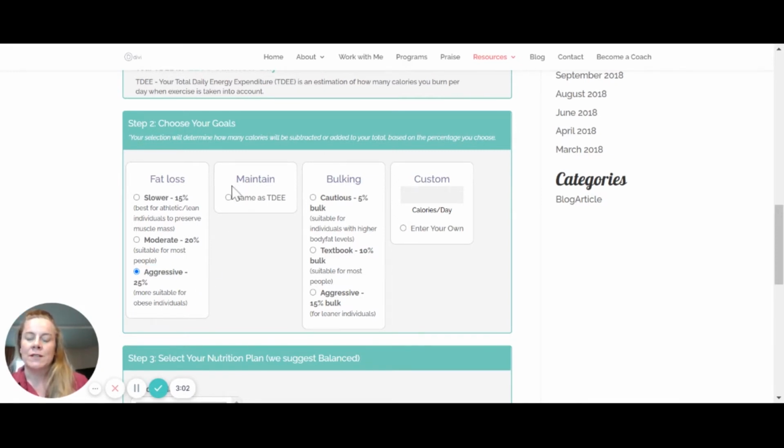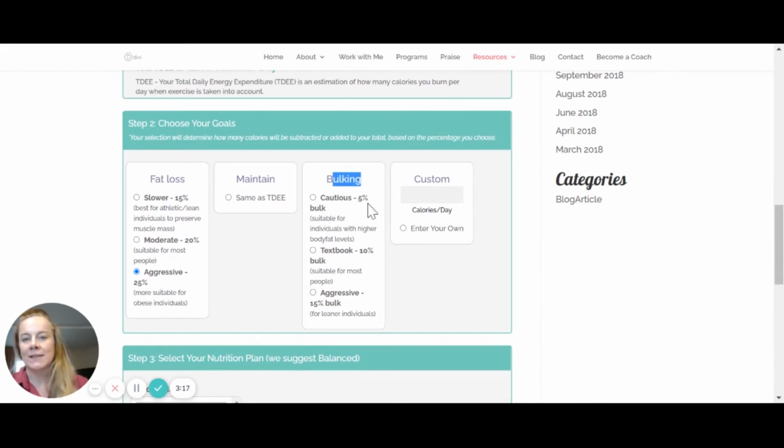Maintenance would be for people who want to recomp. What is a recomp? That's basically when you're not changing the number on the scale. You're going to stay about the same weight, but you're going to drop fat and build muscle. And we have a recomp guide on how to do that.